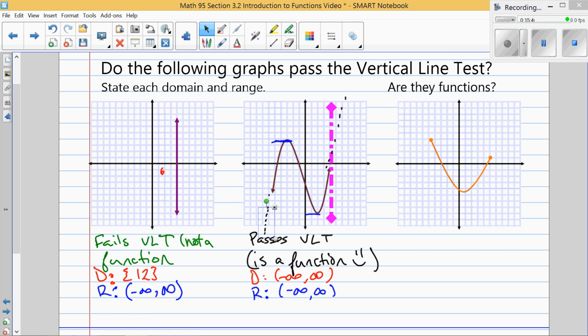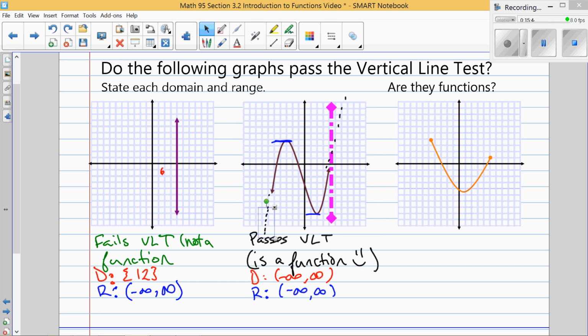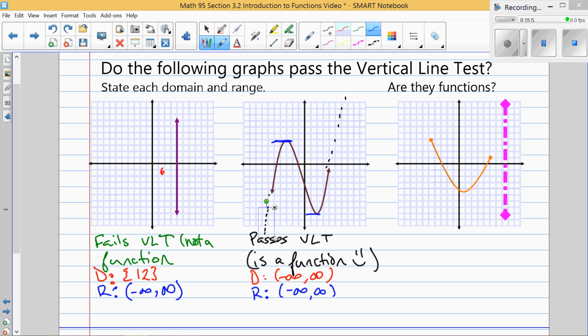One more time, let's take a quick glance for the vertical line test. If I pass my vertical line across this graph, doesn't look like I have any issues. We're going to say that one passes. Green. It is a function. Let's look at our domain and our range.